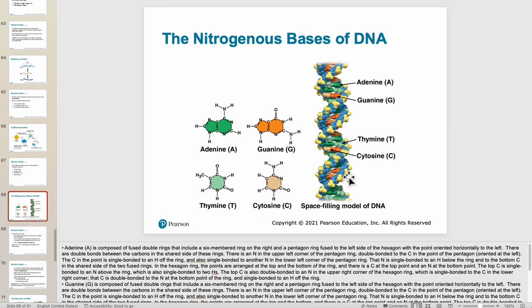In this DNA model, A, which has 2 rings, pairs with T that has 1 ring, and guanine that has 2 rings pairs with C, cytosine, with 1 ring. So 2 rings pairs with 1 ring. All right, so be aware of that. Next slide.